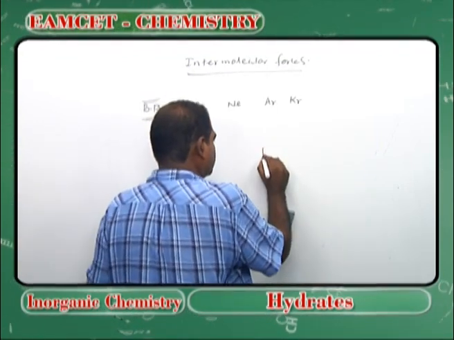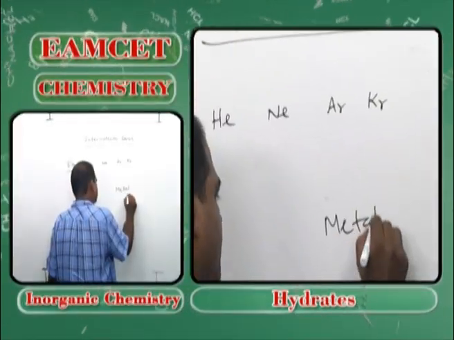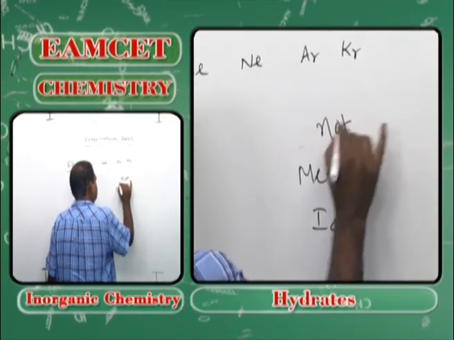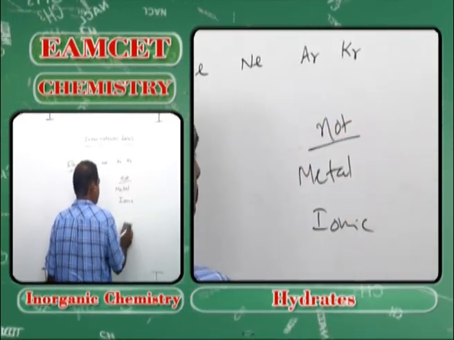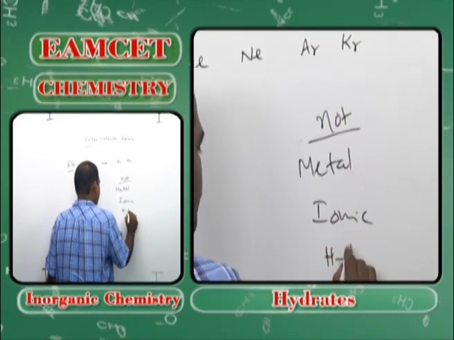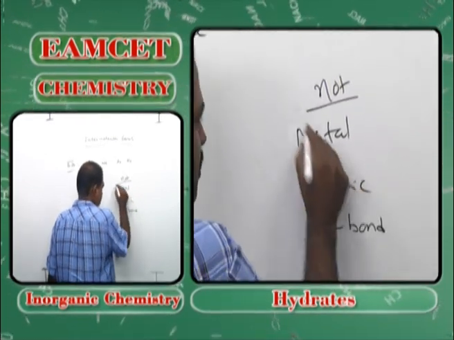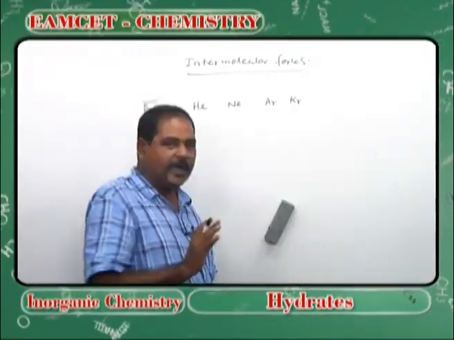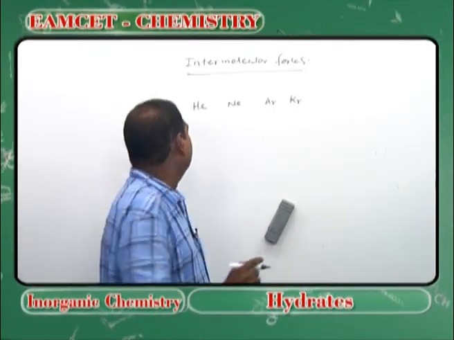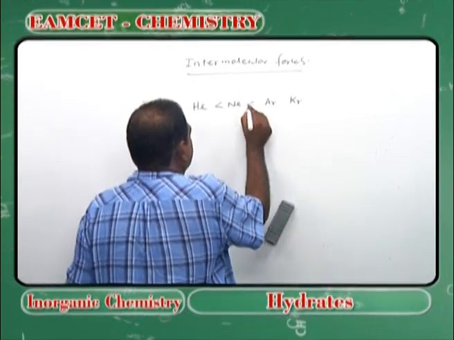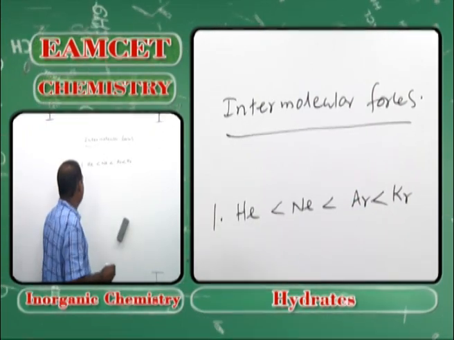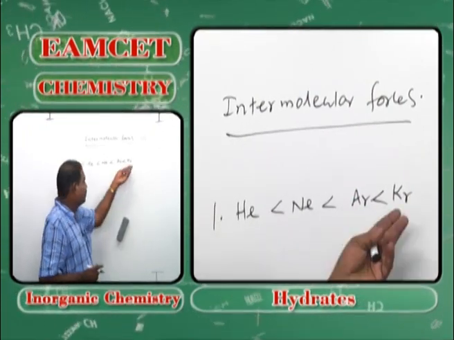When do I talk about mass? When they are not metals, when they are not ionic substances, and when you don't have hydrogen bond. In the absence of these three, just blindly go by mass. So, you have helium less than neon less than argon less than krypton. This is question number 1. Boiling points of helium to krypton.